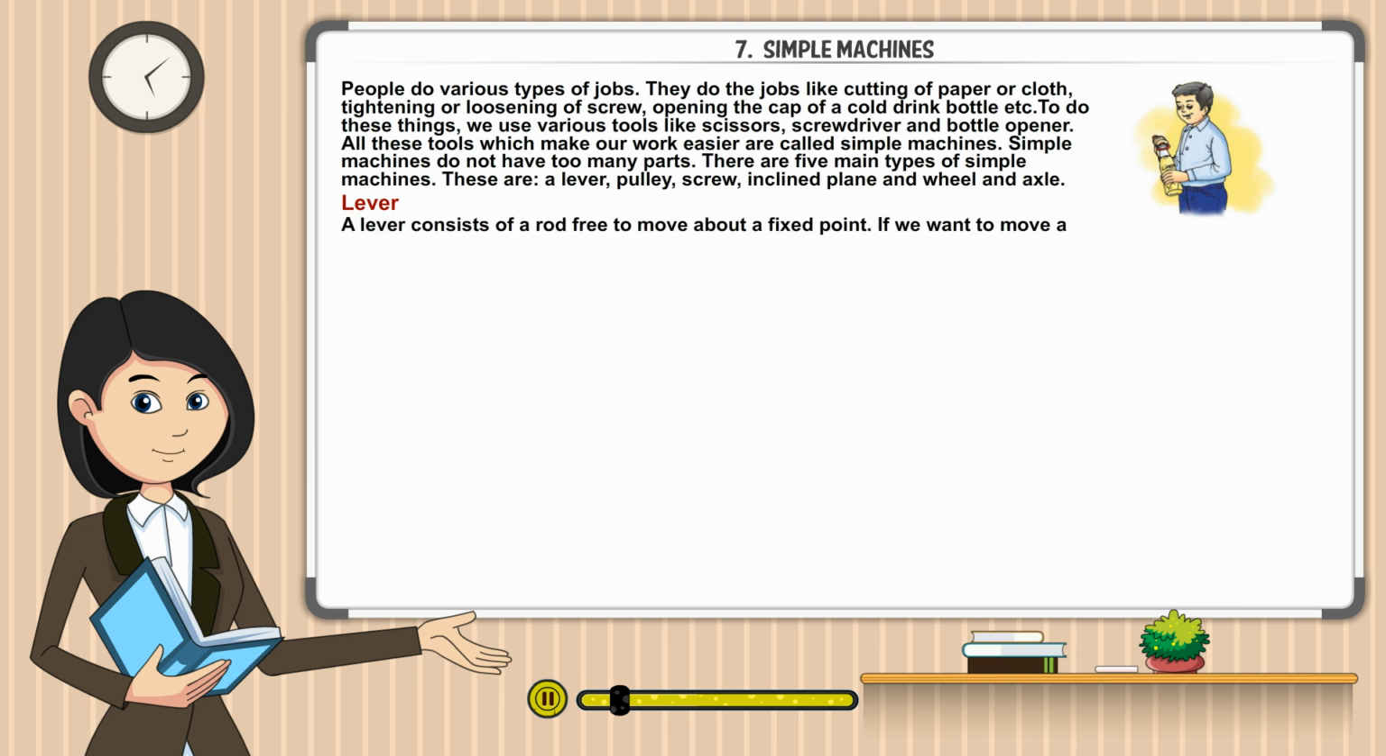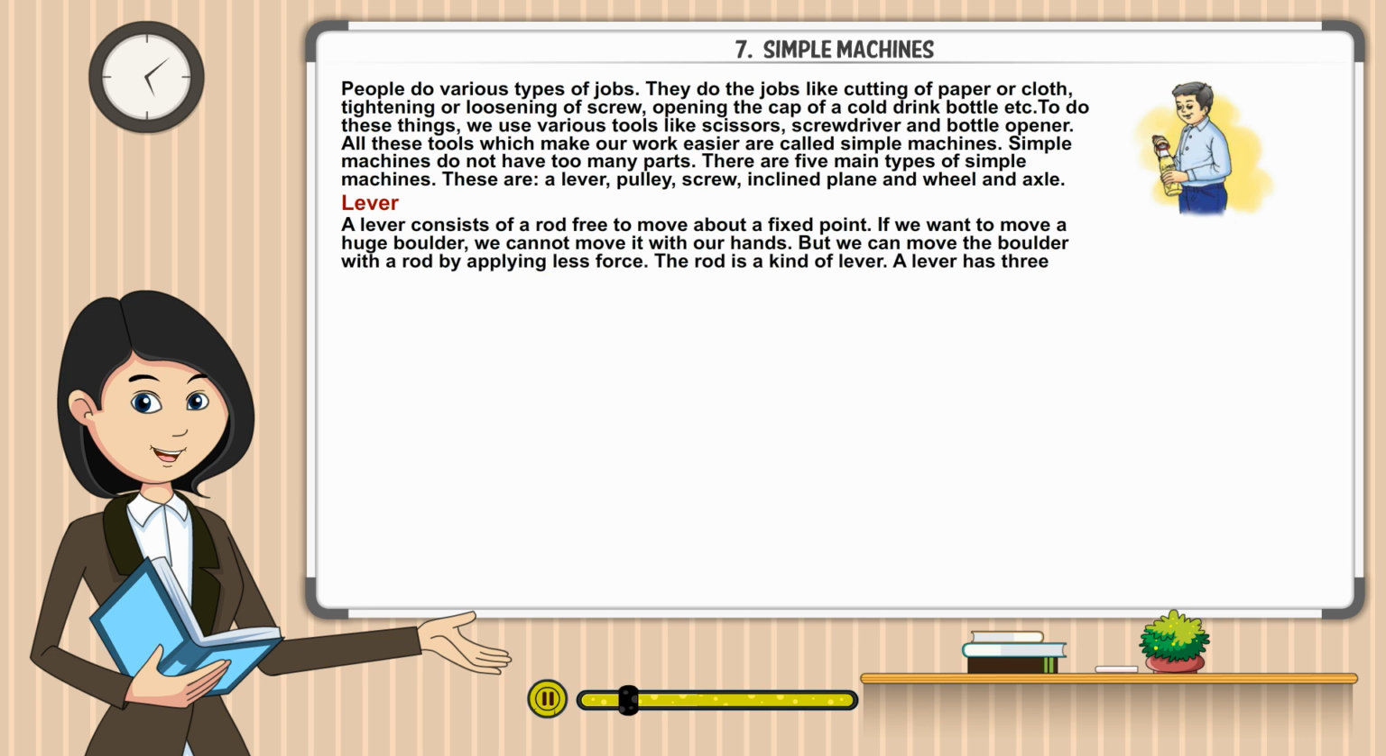Lever. A lever consists of a rod free to move about a fixed point. If we want to move a huge boulder, we cannot move it with our hands. But we can move the boulder with a rod by applying less force. The rod is a kind of lever.